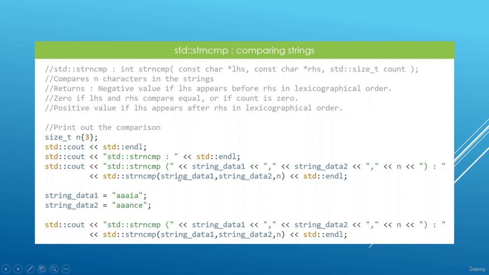And it is going to compare a section of the strings that you specify as a first and second parameter here. So for example, if we change string data1 to be AAAIA and string data2 to be AAANCA, and we are comparing 3 characters in here, so we are comparing AAA to AAA, we're going to see that they are equal, and we're going to get a 0 printed out here. You're going to see that this is exactly the case when we get to play with this in Visual Studio Code in a minute.